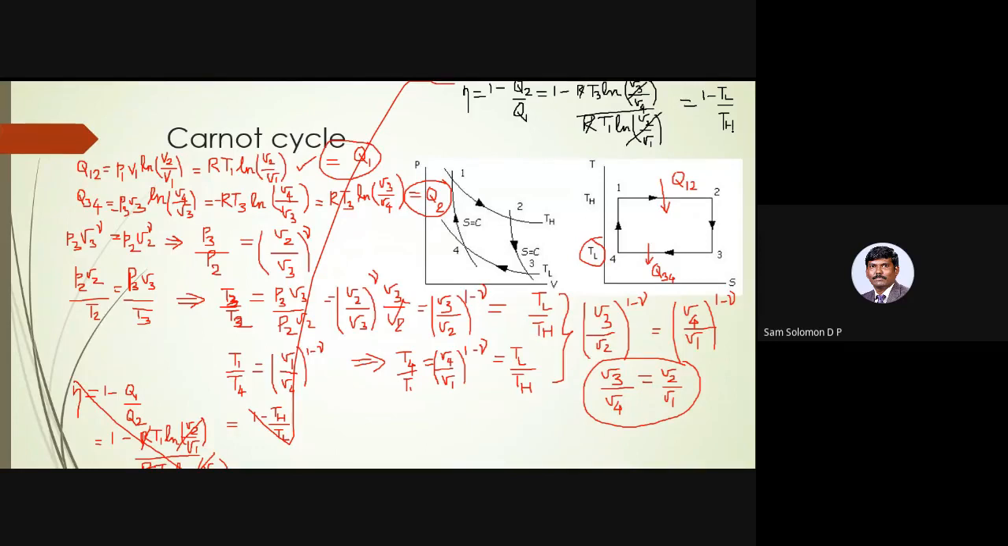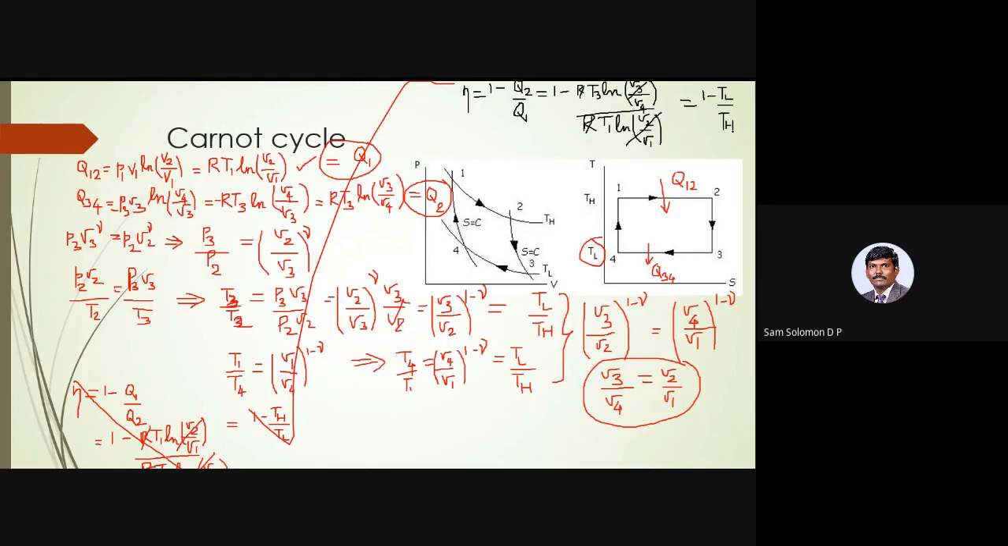Okay, so this is your Carnot cycle. So Carnot cycle, you can see the cycle, the arrow marks point in the clockwise direction. So it is a work delivering device. So it is a heat engine. Okay, so it is a work delivering device. So that is your Carnot cycle.